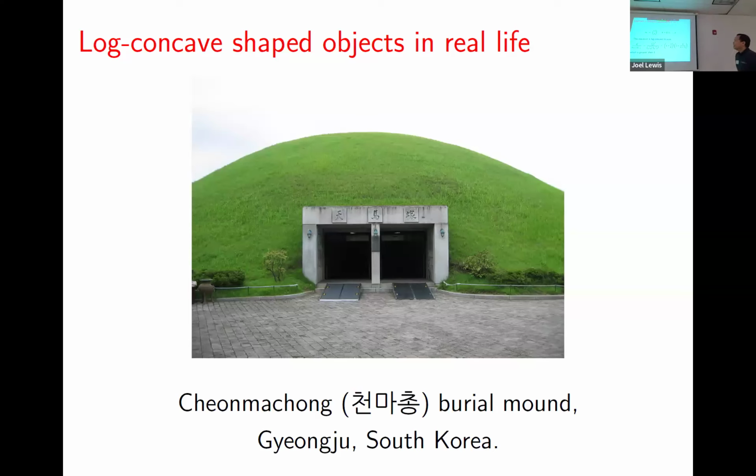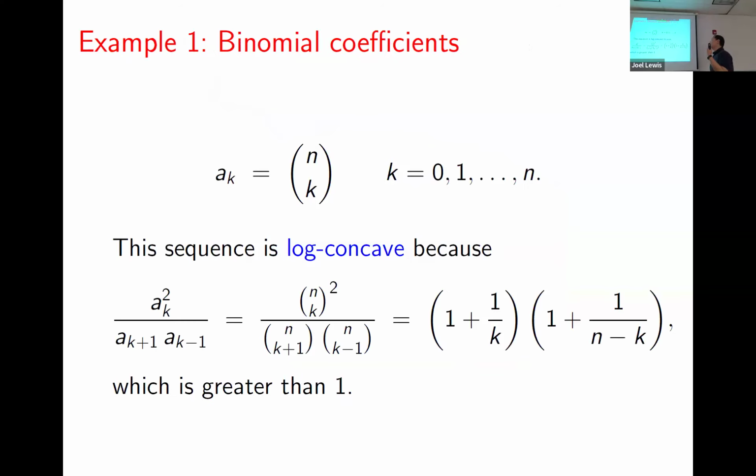The first, maybe even the quintessential, example of a log-concave sequence is the binomial coefficients. Here n is fixed, and k ranges from 0 up to n. This sequence is log-concave because of a direct computation. You take the ratio of these numbers, do the calculation, and you get that it is equal to (1 + 1/k) times (1 + 1/(n-k)). Since k is between 0 and n, this number is greater than 1. That's why it's log-concave.